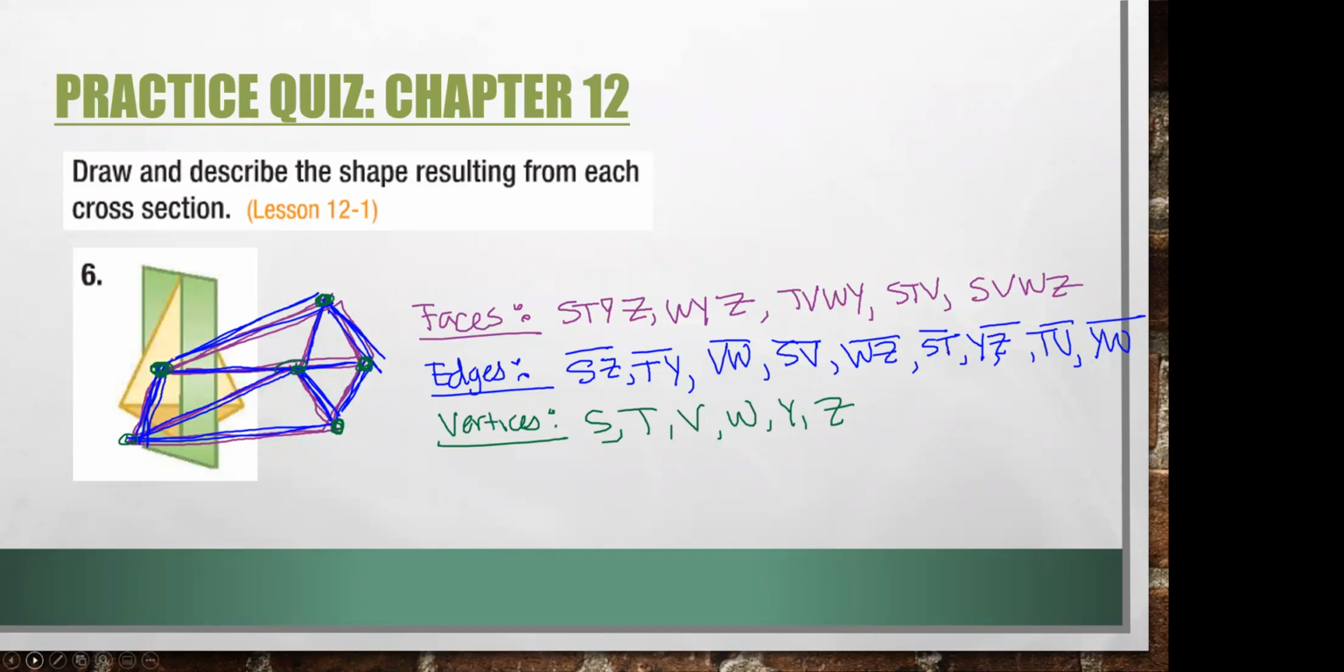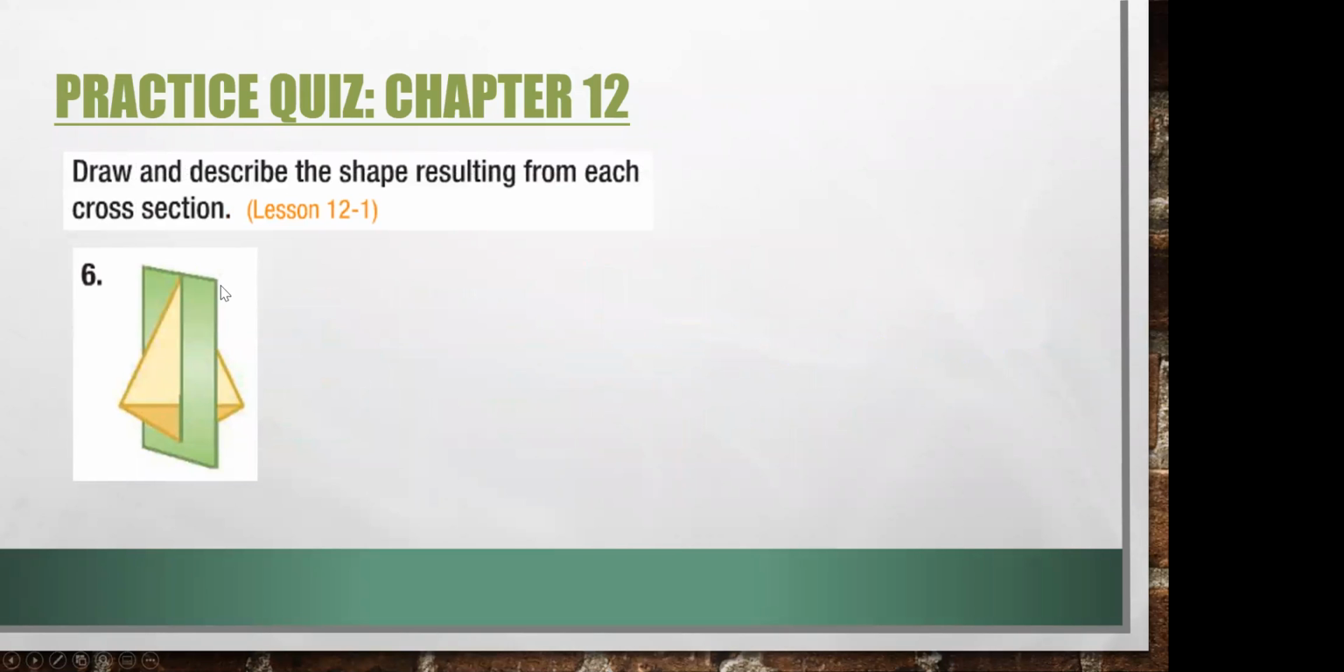All right, so next problem says to draw and describe the shape resulting from each cross section. Okay, so here, if we have this figure and we put a plane right through it and kind of slice it in half there, what we end up having is a triangle. Okay, so that's the shape it ends up making.